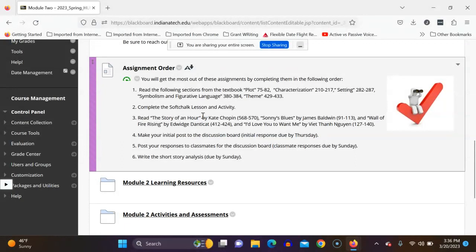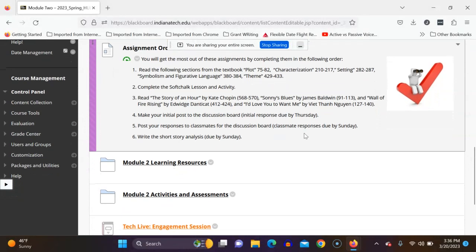The first one is The Story of an Hour by Kate Chopin. The second one is Sonny's Blues by James Baldwin. Then Wall of Fire Rising by Edwidge Danticat. And I Love You to Want Me by Viet Thanh Nguyen. So 4 really interesting stories, short ones.